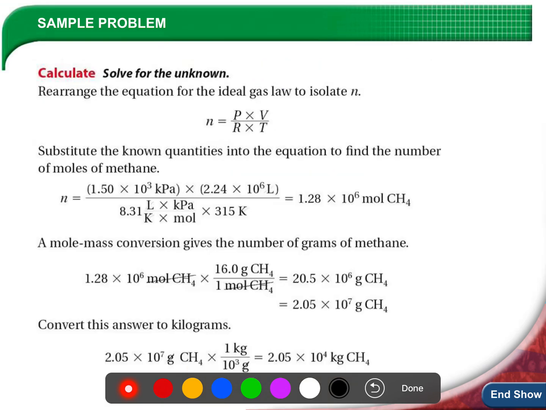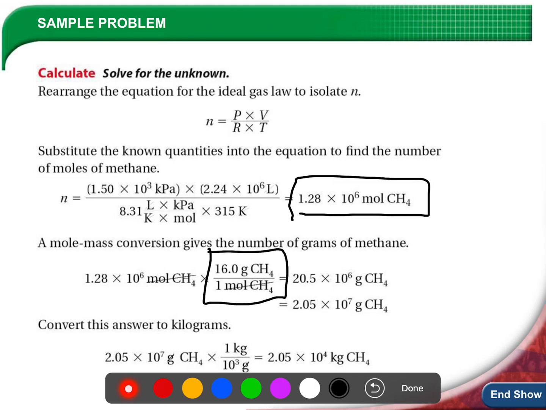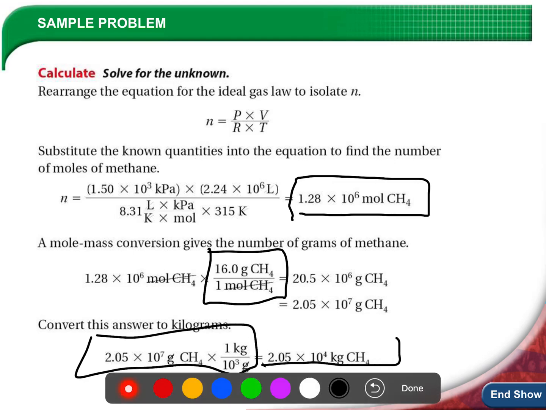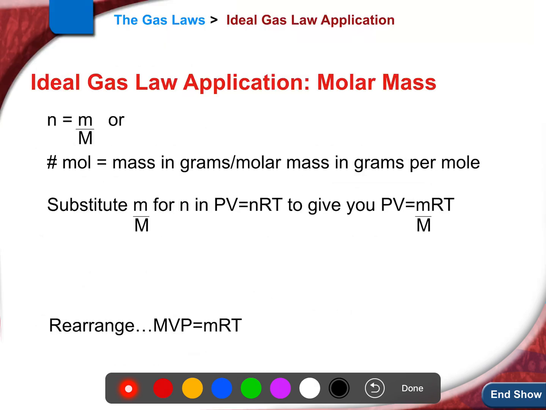So we work this out and we solve for N. When you do that, you get 1.28 times 10 to the 6th moles. And then it's 16 grams per mole. And once you get that, you can convert that into kilograms. So you end up with 2.05 times 10 to the 4th kilograms. And that would be your answer.